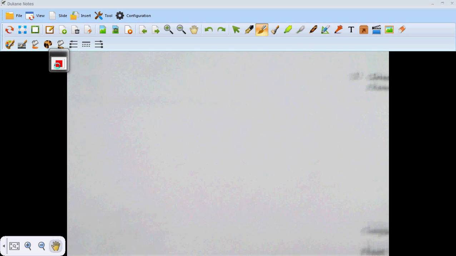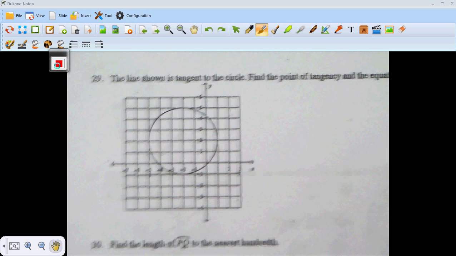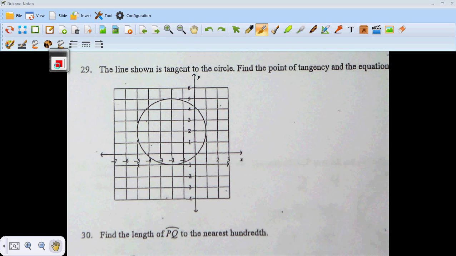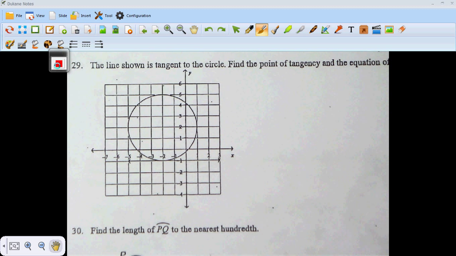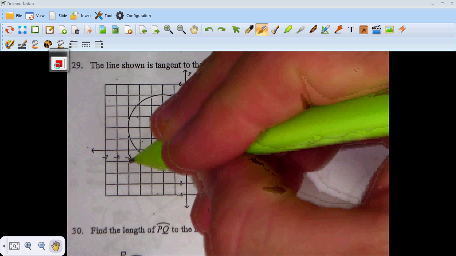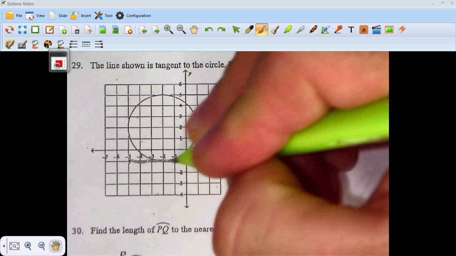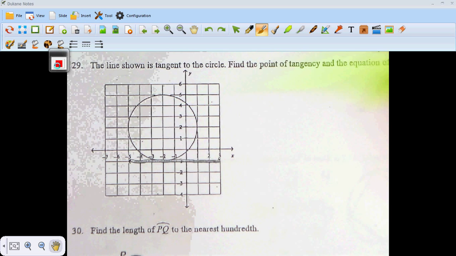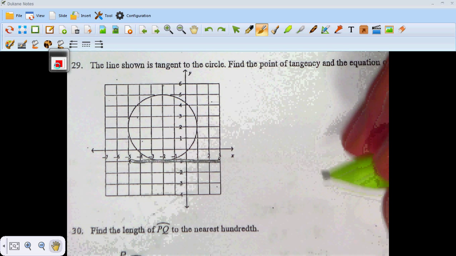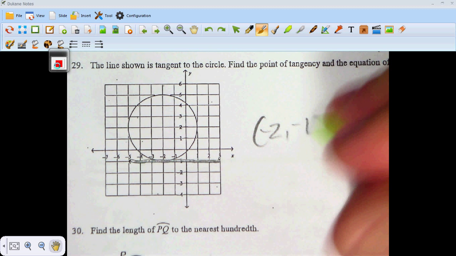Number 29. Now, I know that this one is hard to see. But I've got the line shown is tangent to the circle. Find the point of tangency and the equation of the line. Well, the line is hard to see, but it's right here. That's where the line is. So, what is the point of tangency? Yes, x is -2, y is -1.